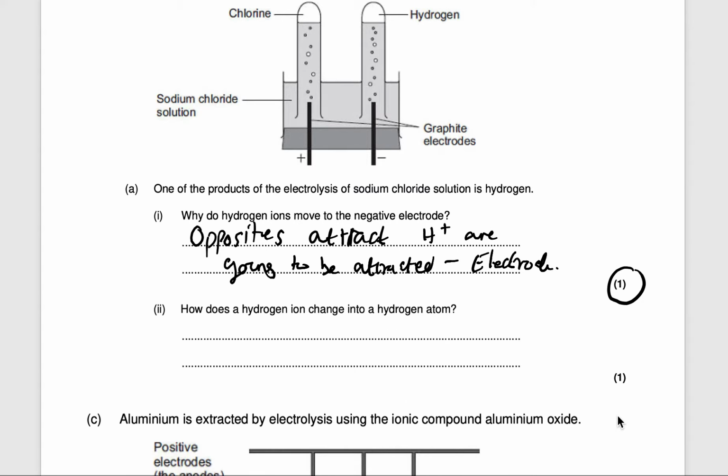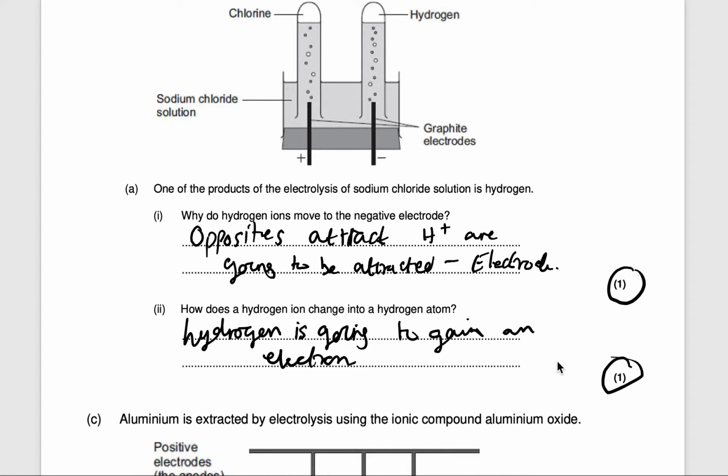How does a hydrogen ion change into a hydrogen atom? Well, it's going to gain an electron. So hydrogen is going to gain an electron, and that will be 1 mark.